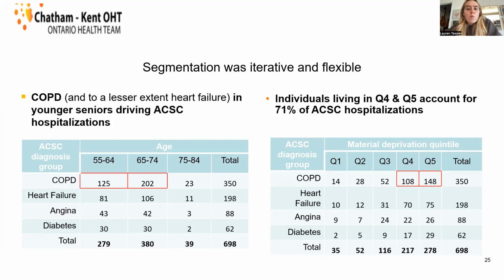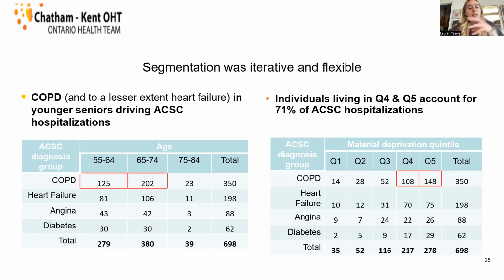What you'll see here in these tables is that COPD in younger seniors was driving ACSC hospitalizations, and ACSC hospitalizations for COPD were significantly more prevalent in people living in the most deprived quintiles. I think the point to make here is that your segmentation really doesn't have to be fancy. This was enough to ground people in how to move forward.